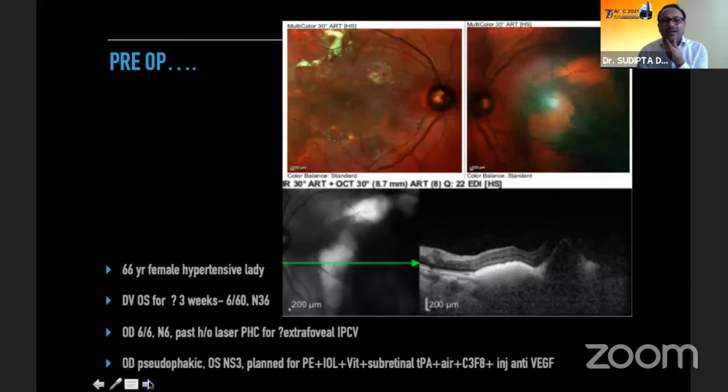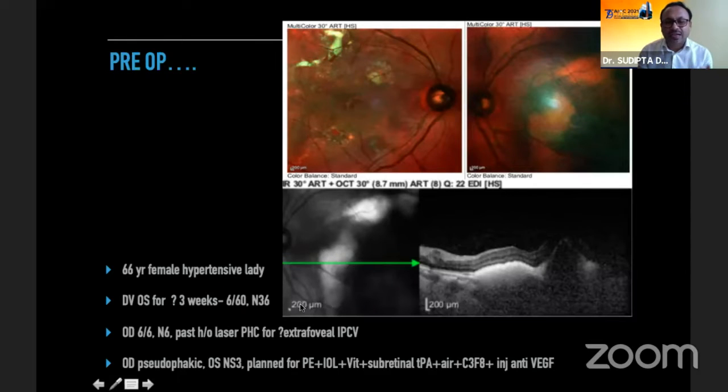This is a patient, a 66-year-old hypertensive female, who reported to us with dimness of vision in the left eye for the last 3 weeks. In the fundus, the right eye had some scar in the perimacular area. In the left eye, the areas are organized as well as fresh subretinal mounds. Vision was 6/60 and 3/6.